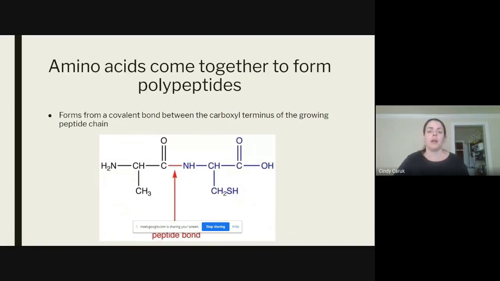Okay. And we're going to see that the bond is always between the carboxyl. So here's where the carboxyl group was. And what came off that carboxyl was the hydroxyl, OH. So you can see over here, it still has the OH. And here's the amino group. And what came off that was the hydrogen, H, right? So H2O, water, basically. All right.